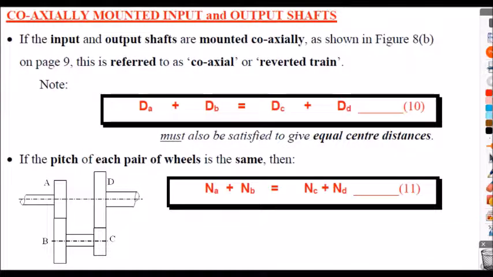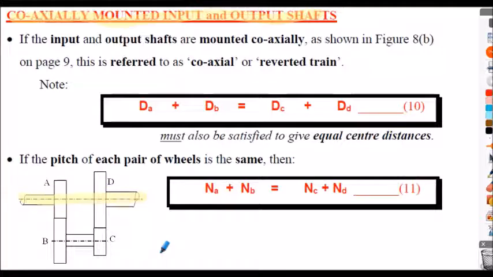Those questions were predominantly looking at gear ratios and finding out velocities, number of teeth, all that kind of stuff. I want to go on and look at the calculation for torques and powers with gear trains. We're talking here about coaxially mounted input and output shafts. I've just repeated this diagram you've seen many times now. This is called a coaxially mounted input and output shaft. I'm just trying to say that the input axis and the output axis are in the same line.